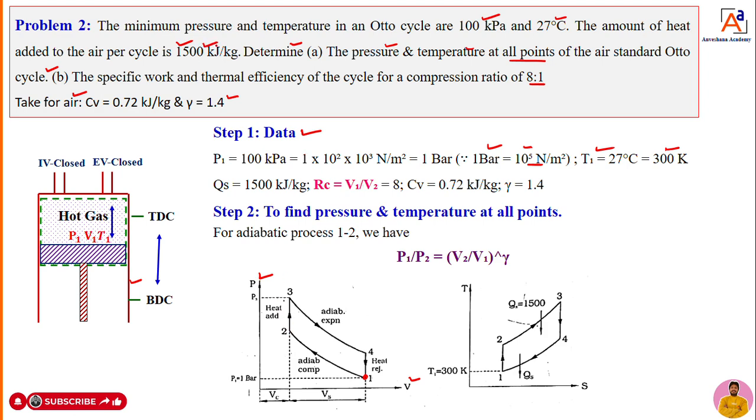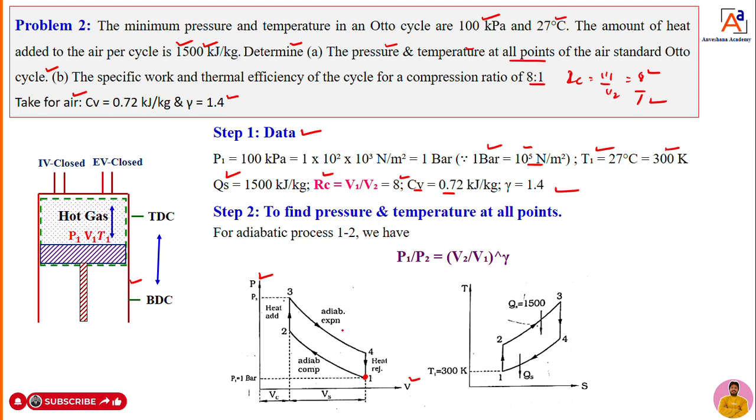Then in the problem itself he is telling that some amount of heat is added. That amount of heat addition is represented as QS. That QS is equal to 1500 kilojoules per kg. And also he has given the compression ratio. What is the compression ratio? RC is equal to V1 by V2. The 8:1 he has given, that means V1 is equal to 8, V2 is equal to 1. So RC is equal to V1 by V2, that is 8. Then specific heat for air at constant volume he has given, 0.72 kilojoules per kg, that is Cv. Then gamma equal to 1.4 he has given.